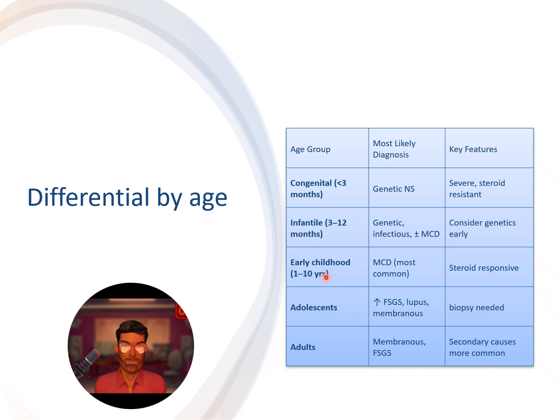Early childhood period, 1 to 10, that's your main age for minimal change disease. So again, 80 to 90% of these children will have minimal change disease, and 80 to 90% of those will be steroid responsive. So as I mentioned earlier, you do not need to get a biopsy typically. Once you're getting into the adolescent period, however, FSGS, lupus nephritis, membranous nephropathy, those tend to be a bit more common, while minimal change disease is still the most common. However, its relative percentage starts to decrease, and FSGS, lupus, and membranous nephropathy start to increase, and so biopsy is typically needed. Once you get into the adult world, secondary causes are more common.